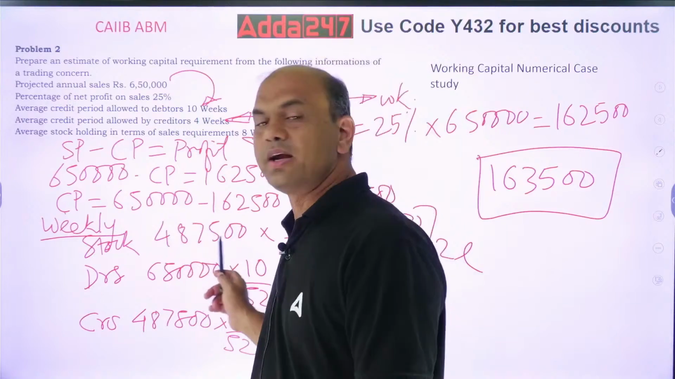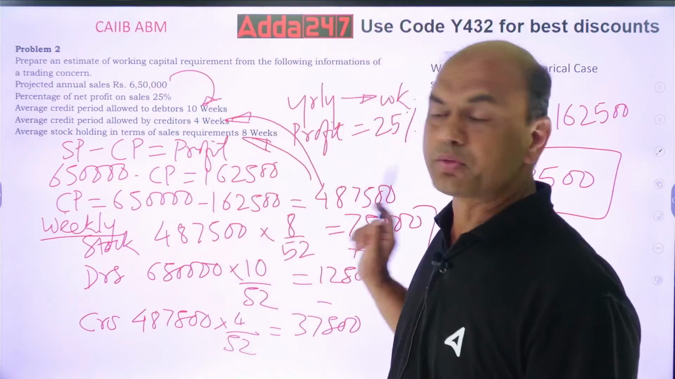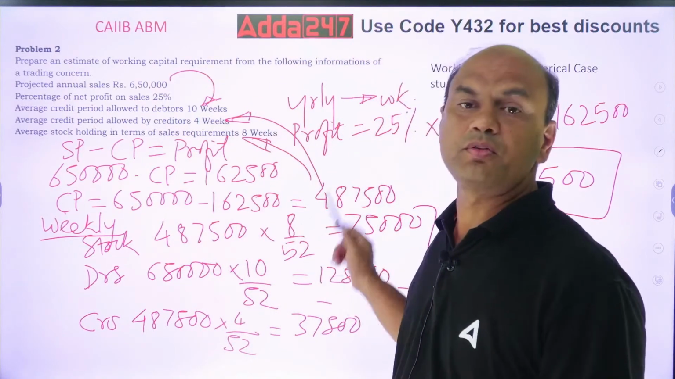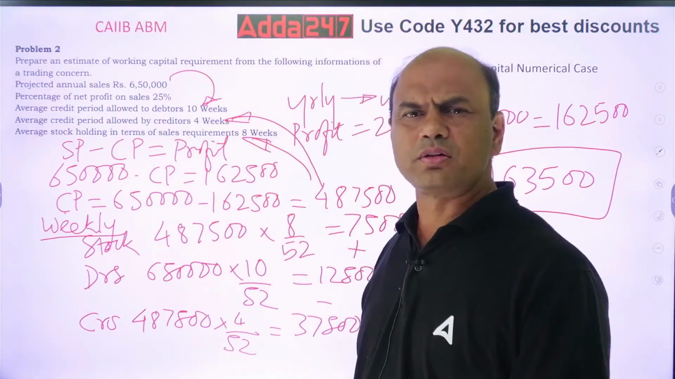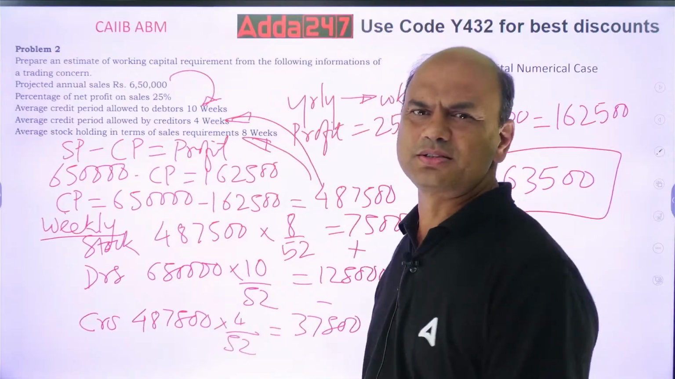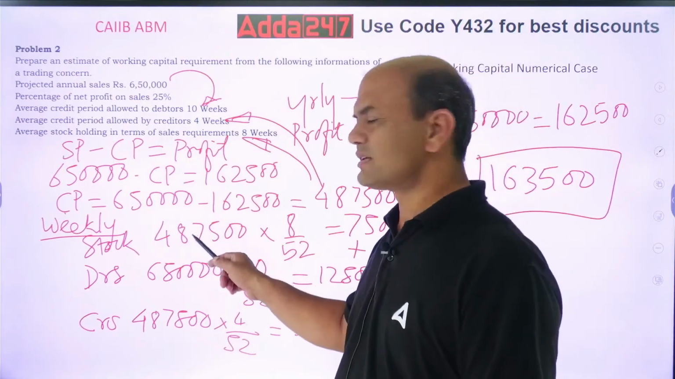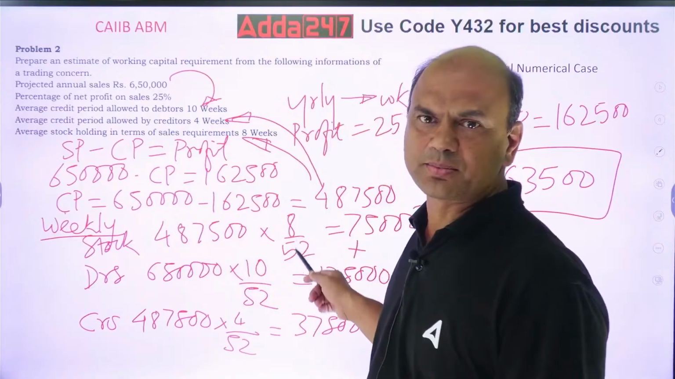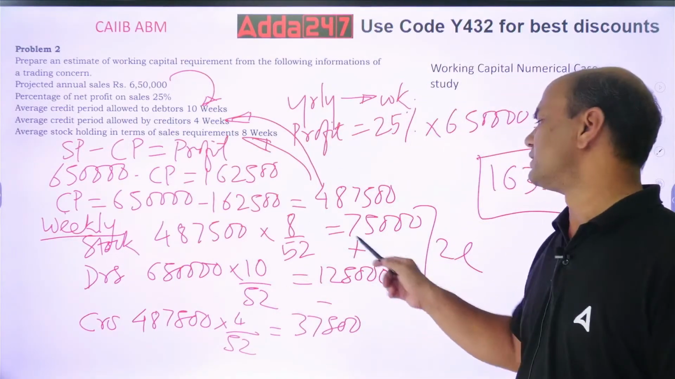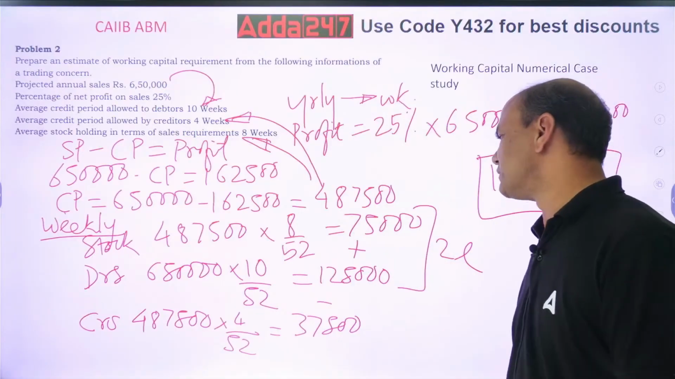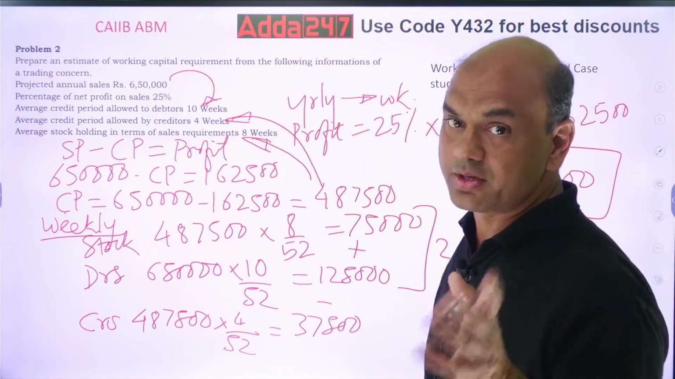So 487,500 into 8 upon 52. Now the same formula will continue for all. Only you will go on changing the figures. So this inventory cost into 8 weeks upon 52. Get the answer: 75,000. This is my stock, inventory.